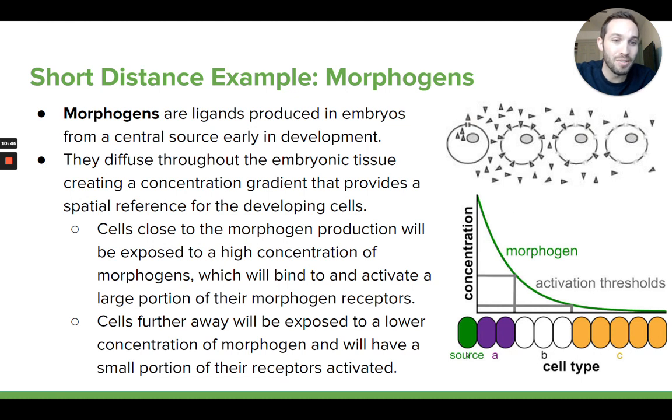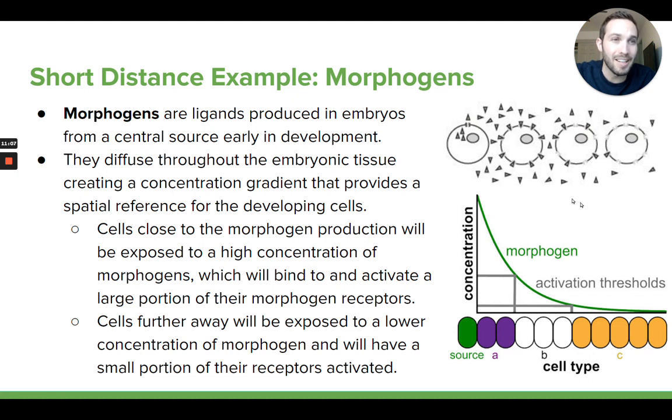You can see here a graph showing that if you're really close to the source, the cell that's making morphogens, you're going to be exposed to a high concentration of morphogens, but the further away you are, the lower the concentration you're exposed to. And depending on the concentration of morphogens you're exposed to, that's going to trigger different outcomes in those cells.